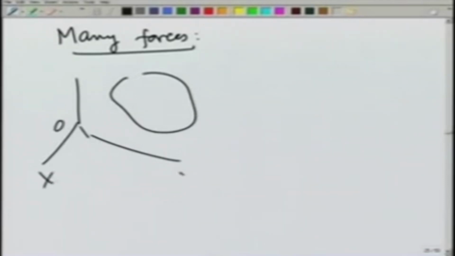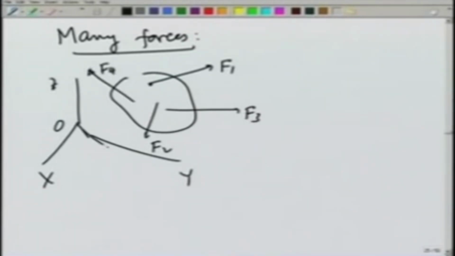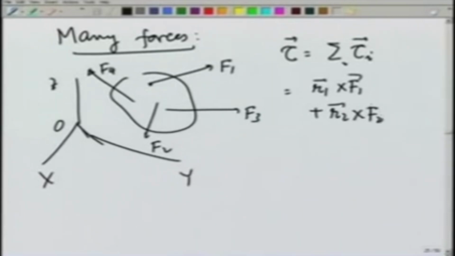As I said earlier, if there are many forces on a body, with origin x, y, z, and there are many forces working, F1, F2, F3, F4 and so on, then the total torque would be equal to the summation of individual torques, which will be equal to R1 cross F1 plus R2 cross F2 plus R3 cross F3 and so on, which is equal to summation Ri cross Fi, where Ri is the vector from the origin to any point on the line of action of the force Fi.